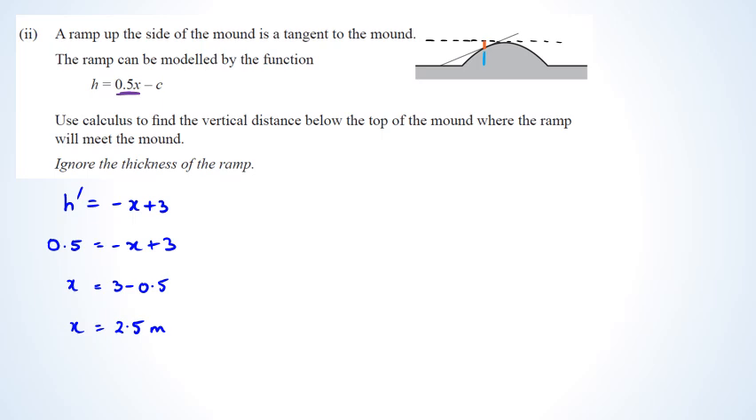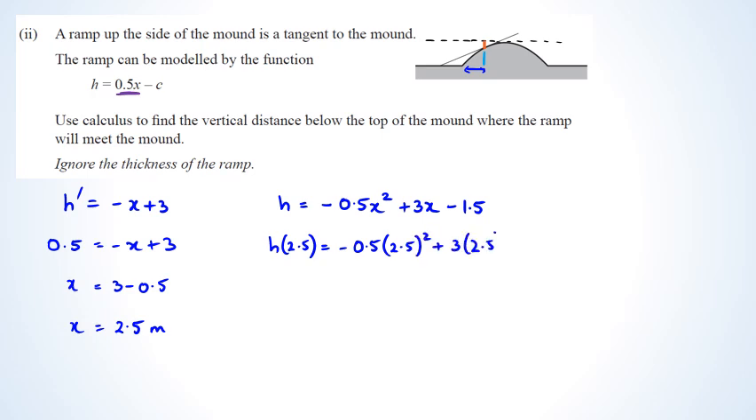So what this 2.5 actually tells me is that distance there. If I go back to my original h equation, which was negative 0.5x squared plus 3x minus 1.5, this was my original h equation for the parabola curve. If I put in 2.5 here, I'm going to get negative 0.5 multiplied by 2.5 squared plus 3 times 2.5 minus 1.5. When I do this, I end up with 2.875 meters. Now this is the blue part.